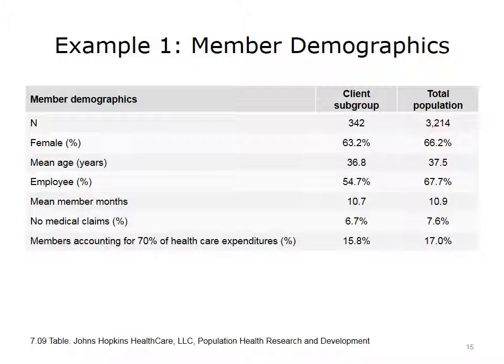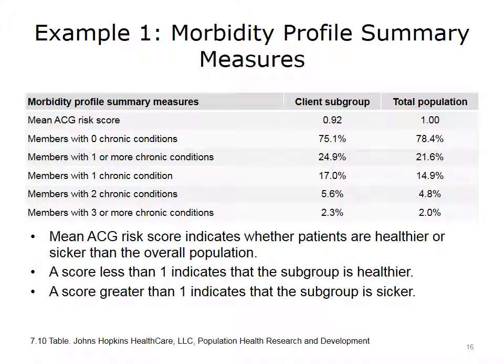This is an employed population. 67.7% are employees, and the other percentage are dependents. The percentage with no medical claims, those who have never experienced any interaction with the healthcare system, is only 7.8%. And then the percentage of members who account for 70% of the healthcare expenditures, a relatively small segment of the total population, is 17%.